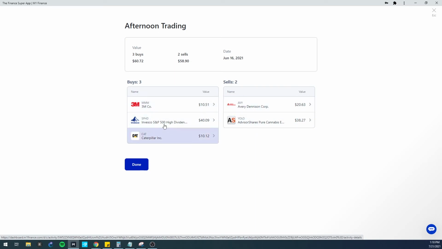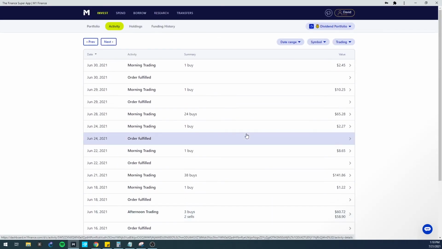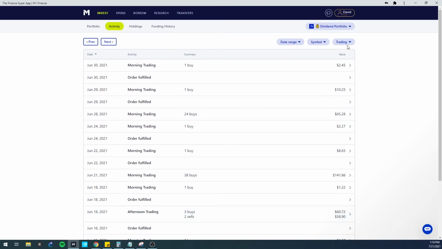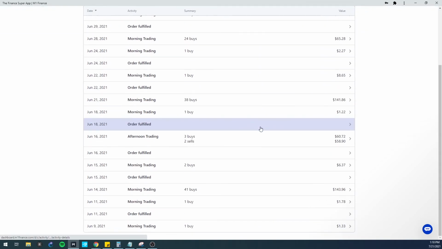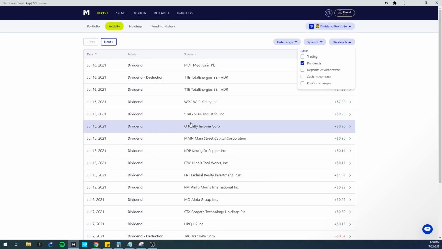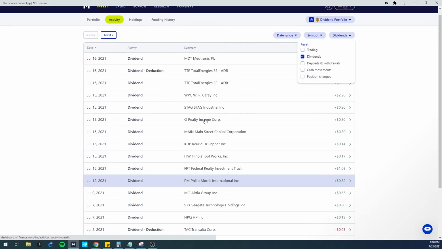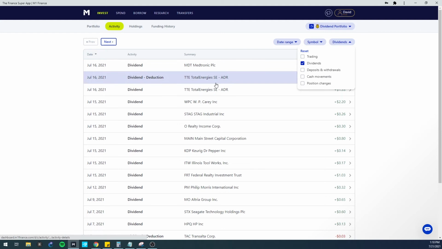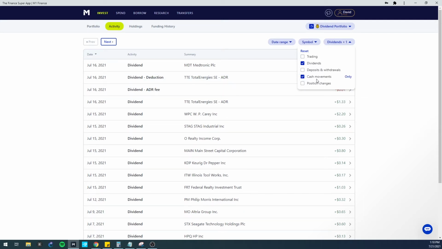And then these, you know, automated purchases. So, oh, okay, cool. So yeah, that is the trading part. You know, your morning buys, afternoon buy sells. If they were fulfilled, every trading thing should be fulfilled. But let's look at dividends. These are going to be all of your dividends. Now, I mentioned this dividend deduction here. So I also want to go ahead and look at cash movements, because this also ties in.